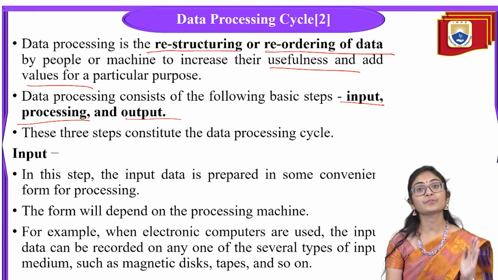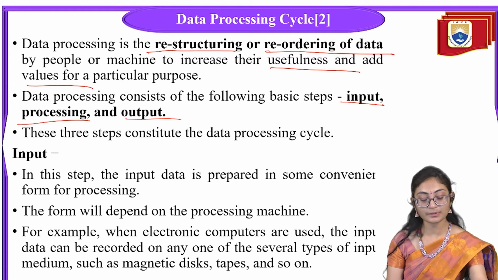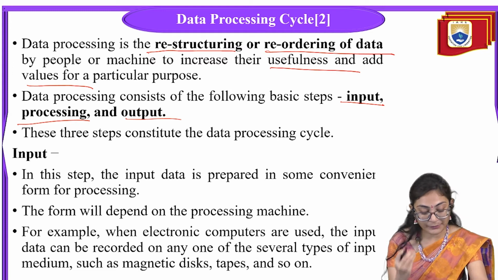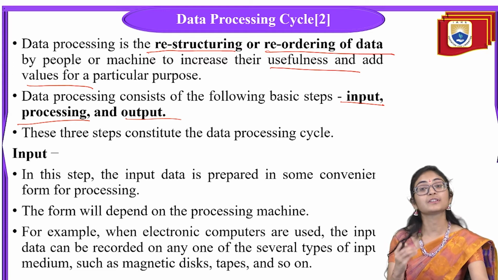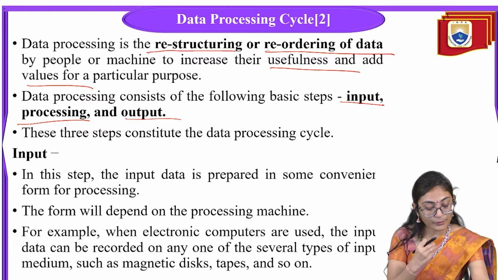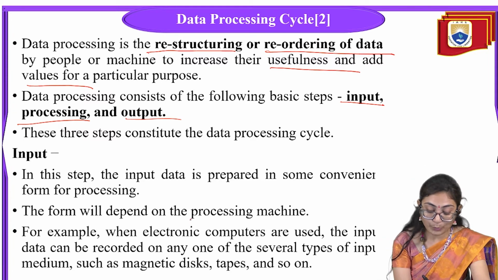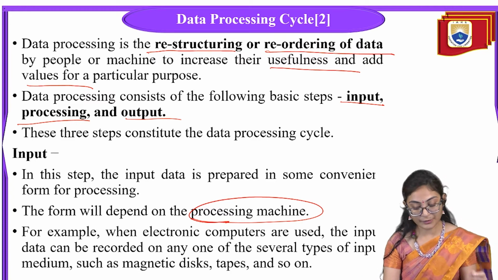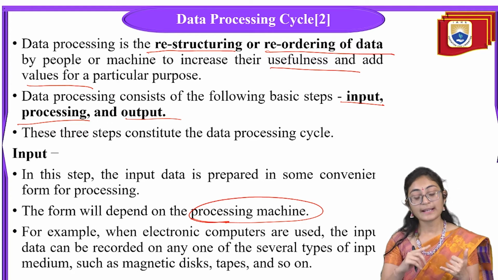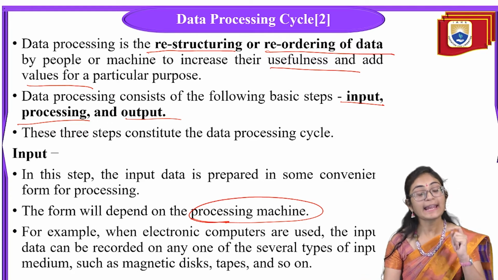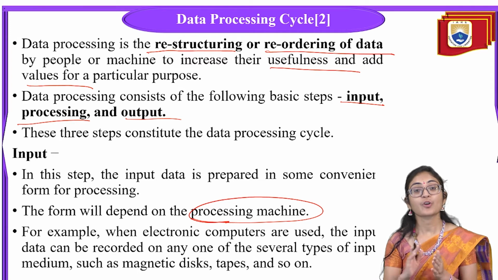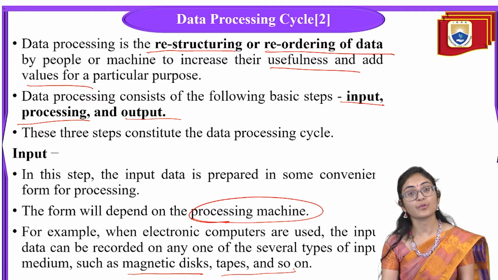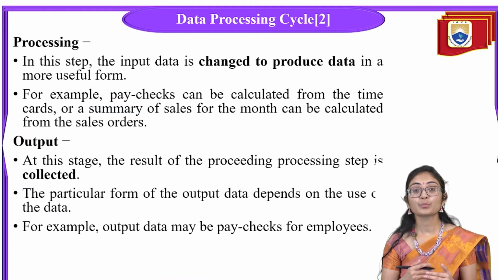First, you have to give your input. In this step, you have to prepare some convenient form of data for the processing, and that form will depend on your processing machine. For example, electronic computers are used. The data input can be recorded on any one of several types of medium such as magnetic disks, tapes, and so on. Then processing.